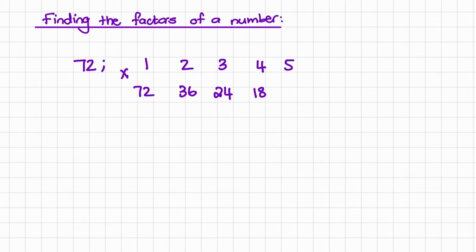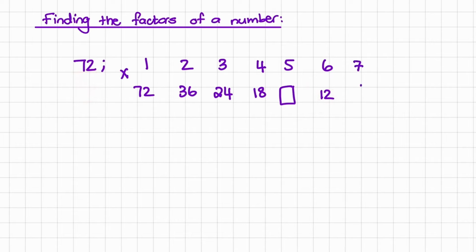Then 5. There's no value that I can multiply with 5 to get to 72. Or if I say 72 divided by 5, I know that 5 doesn't go into 72. Then let's try 6. So 6 multiplied by 12. Or I can say 72 divided by 6 is equal to 12.